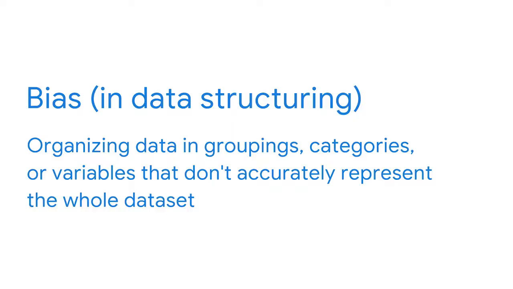Before we move to the next practice of EDA, let's take a moment to talk about bias. Bias, in the context of data structuring, is organizing data in groupings, categories, or variables that don't accurately represent the whole data set. Most experts would agree that eliminating all bias from how data is structured is almost impossible because each person's individual ideas, training, and experiences are different. As professionals, however, it's important to try to avoid bias while structuring data.